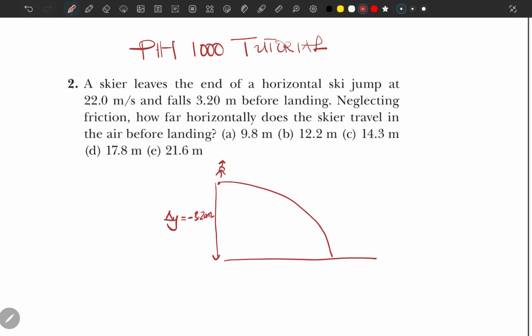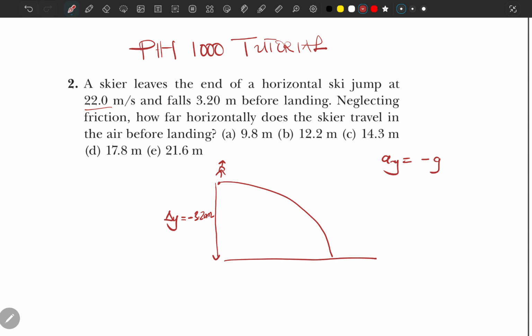Now one thing you need to understand is that the skier has an initial vertical velocity of 0, of course, and the horizontal velocity is 22 meters per second. What other thing do we need to know? The acceleration in the y direction. Will it be positive or negative? Remember that the person has a negative acceleration in the vertical direction. This would be a negative g.